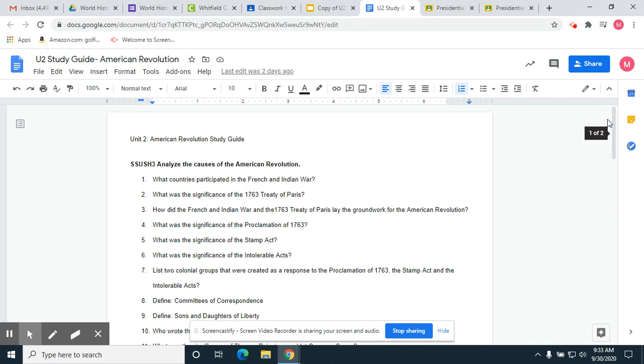And today we're going to go over the study guide for Unit 2, the American Revolution. Your test is going to be Friday, October 2nd, 2020. And I just want to go over this study guide with you. That way you can have the answers. And I want you to really take this seriously, okay? So as I go through this, know that I'm doing this to help you.